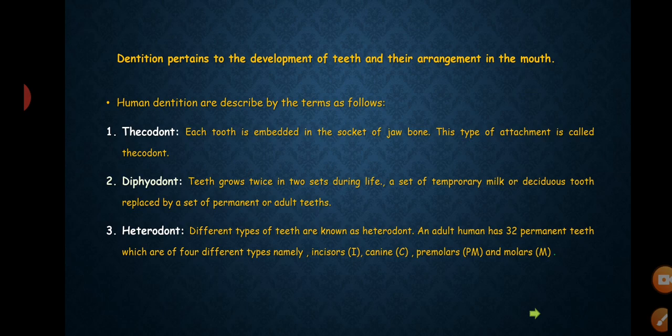Then diphyodont. Diphyodont is a kind of dentition where teeth grow twice, in two sets, during a lifetime. A set of temporary milk teeth or deciduous teeth is replaced by a set of permanent or adult teeth. Heterodont is another kind of dentition where different types of teeth are present. An adult human has 32 permanent teeth, which are of 4 different types, namely incisors, canines, premolars, and molars.